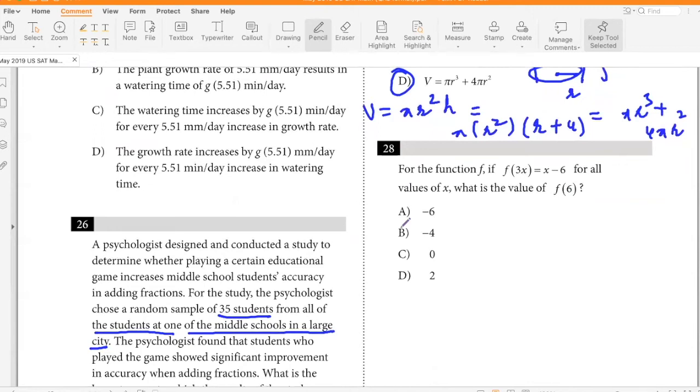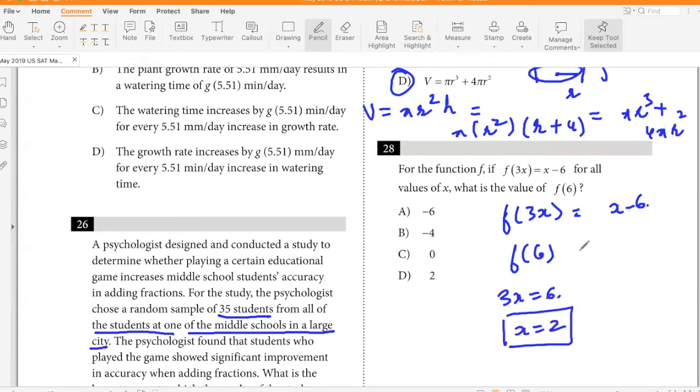For the function f, if f(3x) is x minus 6 for all values of x, what is the value of f(6)? So f(3x) is x minus 6, right? And I've been asked to find f(6). So 3x is 6, so x will be 2. So f(6) will be 2 minus 6, which will be negative 4. So B.